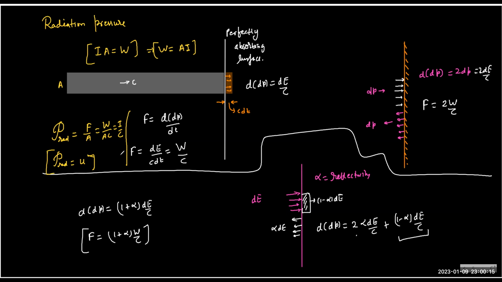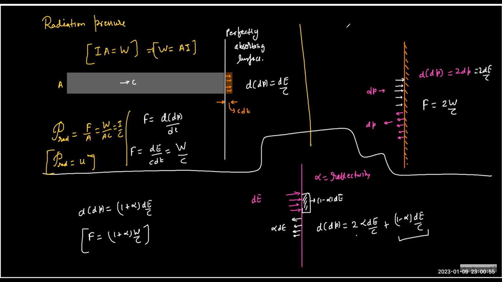Do you realize this? I equals to Cu. So if you put I equals to Cu, the C gets cancelled. What are we left with? U. So energy density is actually radiation pressure. So if you know the energy density, you know the radiation pressure in this case. Similarly, can you interpret the other radiation pressure? I'll show you.